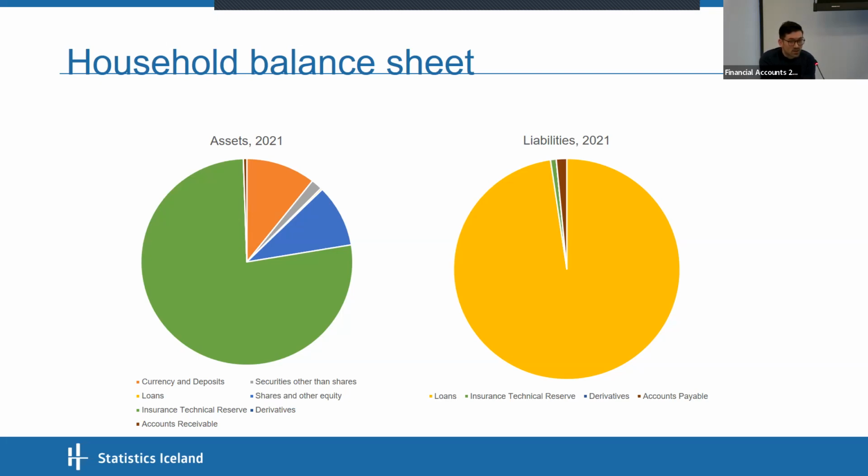And looking at the household balance sheet for 2021, we see that the vast majority of assets are the insurance technical reserves. These are pension holdings, pension assets of the households. So we see that their savings come a great deal from the pension system. On the liability side, their main liability is their mortgages, and something other smaller as well. They do have some shareholdings, currency and deposits. So they're quite liquid, actually.